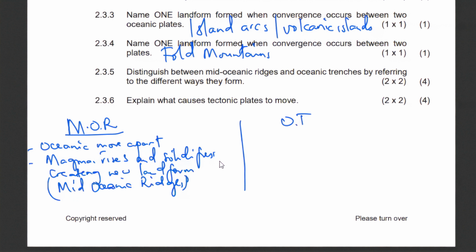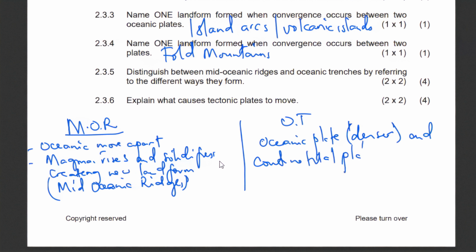Then the oceanic trenches, how do the trenches form? They form as a result of an oceanic plate which is denser in this instance. When I'm comparing the two, an oceanic plate is denser compared to a continental plate. And a continental plate, they converge. The two converge, they move towards each other. And what is going to happen? The denser one here, which is the oceanic, slides under the continental.